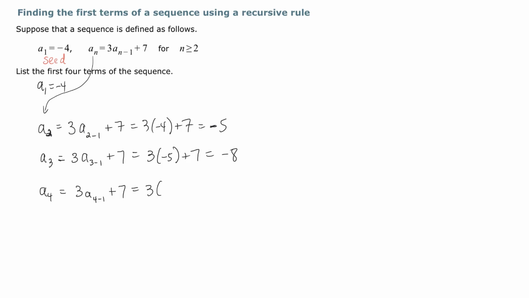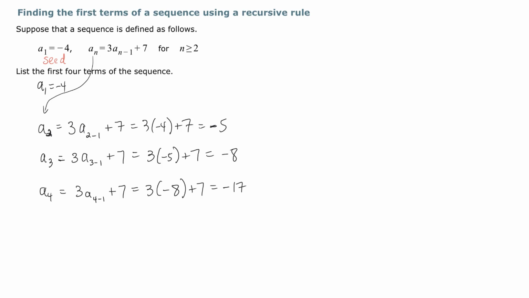And negative 8 plus 7. Notice you're taking the number from the previous term and using it in the calculation of the next term. So what's negative 24 plus 7? Negative 17.